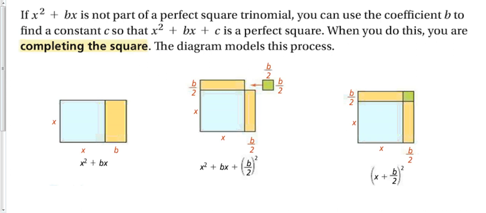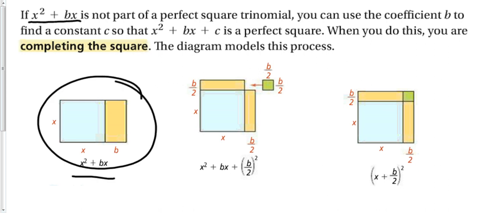So looking at this, we have x squared plus bx. We have that right down here. We can see that is not a perfect square. It's a perfect square with a little bit extra. It's not part of a perfect square trinomial. It's almost. So we can use the coefficient b, this one right here, to find a constant c so that we do have a perfect square trinomial. When we do this, we're completing the square.